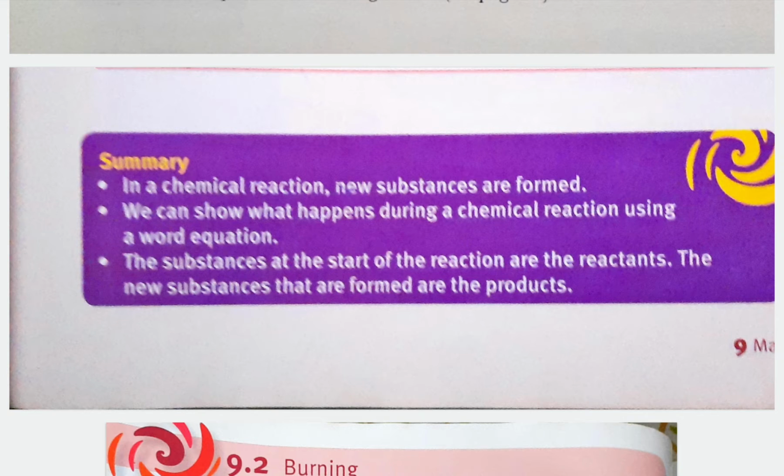On the left hand side, we can see the reactants, and then an arrow, then the products. So, the substances at the start of the reaction are the reactants. And the new substances that are formed are the products. Okay, the new substances that are formed are called what?